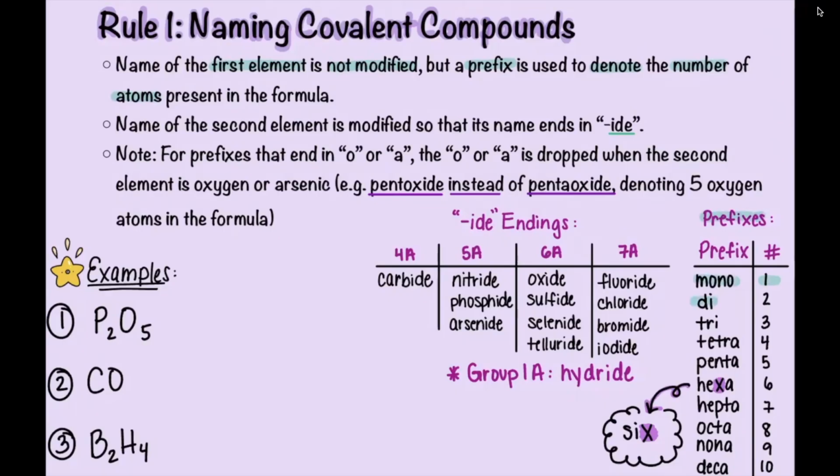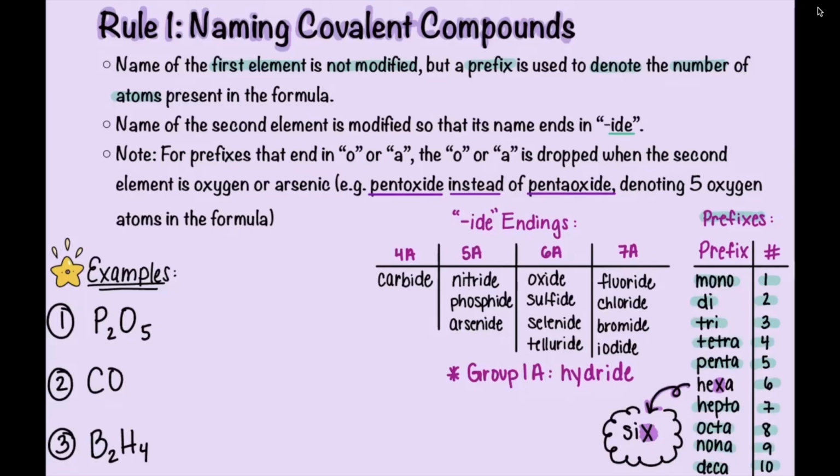Mono means 1, di means 2, tri means 3, tetra is 4, penta is 5, hexa is 6, and so forth. A nice trick? Think of your shapes. A triangle has 3 sides. A pentagon has 5 sides. An octagon has 8. You see, these shapes help you remember the number roots. And the prefix tells you the number of atoms that are present in a covalent bond.